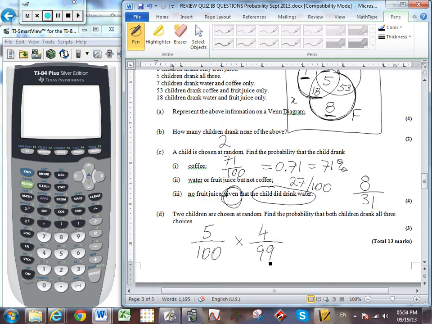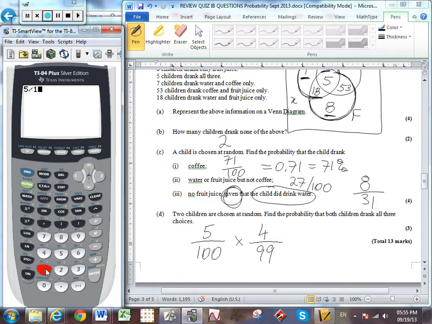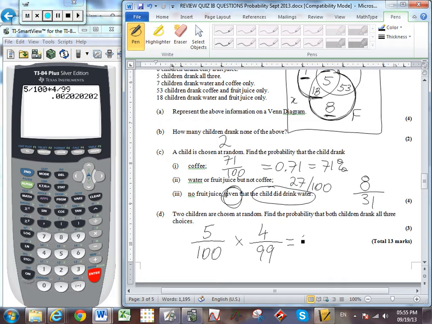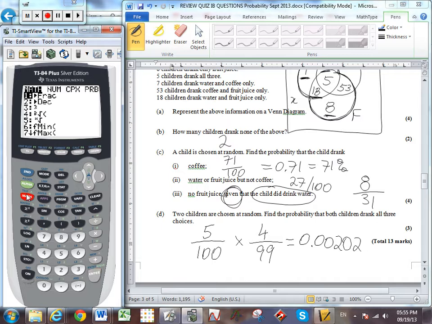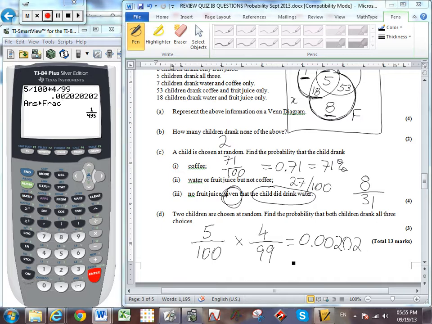And so we do 5 over 100 times 4 over 99, and we get 0.00202. And that's to 3 significant figures. Maybe if I try changing it to a fraction, math fraction. Oh, 1 over 495 is actually not all that bad of a fraction either. So either of these answers will be just fine.